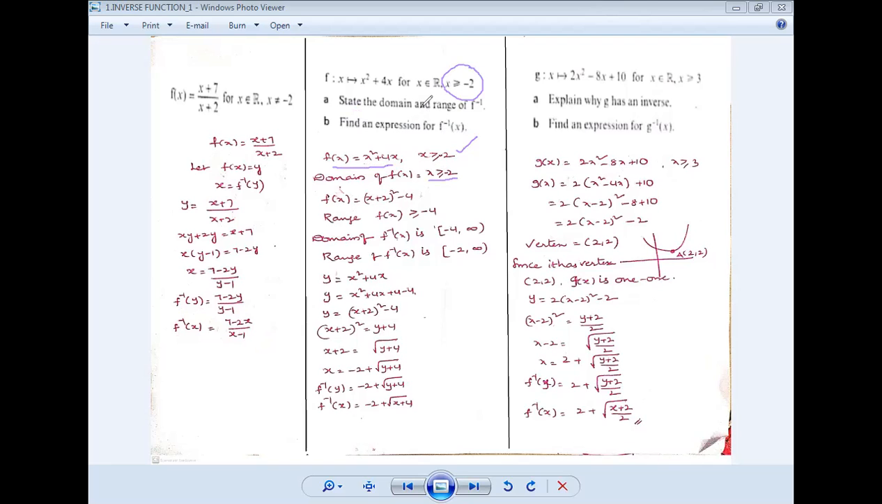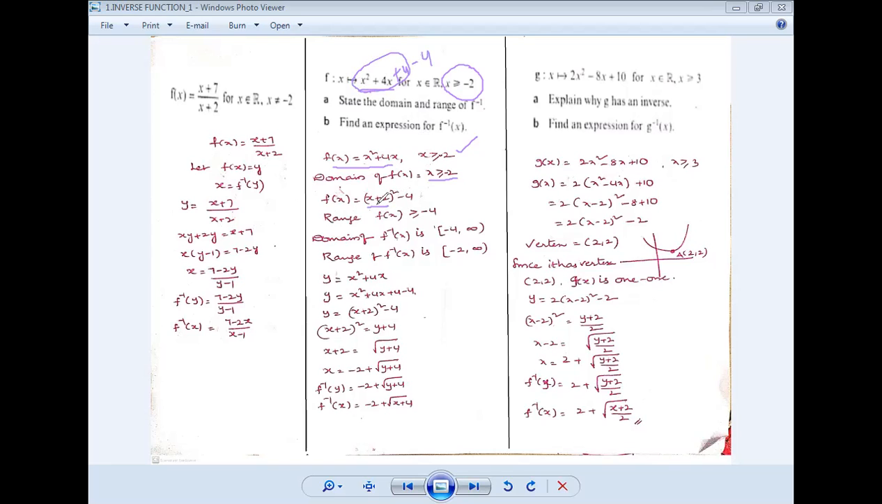f of x is equal to this. First we convert it into standard form, the perfect square form, like a into (x plus h) whole square plus k. That form we are converting. We already discussed this in the last class. So f of x is this; if you add and subtract 4 here, this becomes (x plus 2) whole square minus 4.